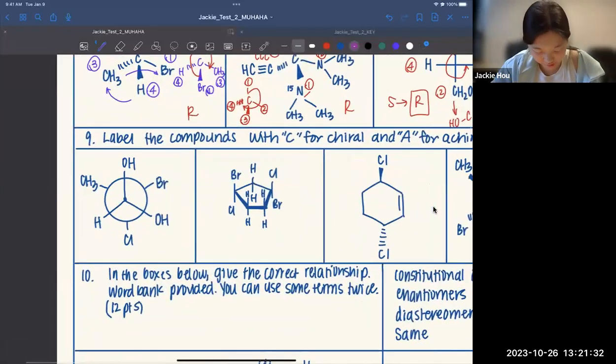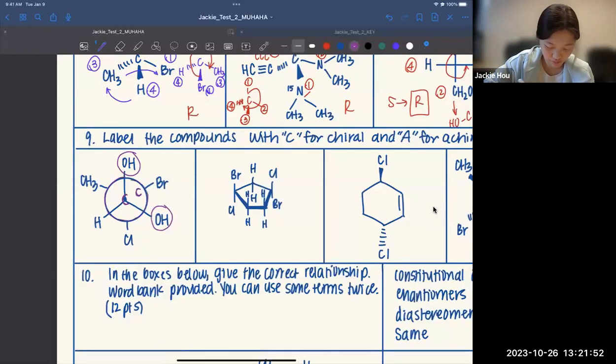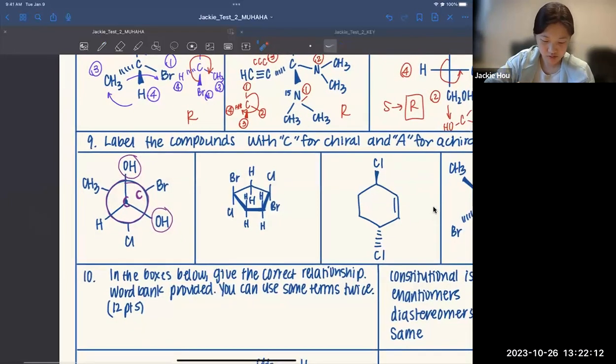So for the first compound over here, a lot of you guys might think, okay, I have an OH over here, OH over here, so this must be achiral, right? But we have to keep in mind that there are two possible stereocenters. We have one carbon over here, and then one back carbon. This round thing over here is the back carbon. Although the front carbon is not chiral, our back carbon with 4 different attachments is going to be chiral, because we have a methyl, a bromine, a chlorine, and then this huge carbon with 2 hydroxyl groups. So this is going to be chiral.